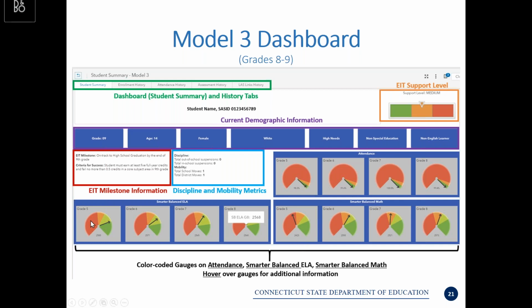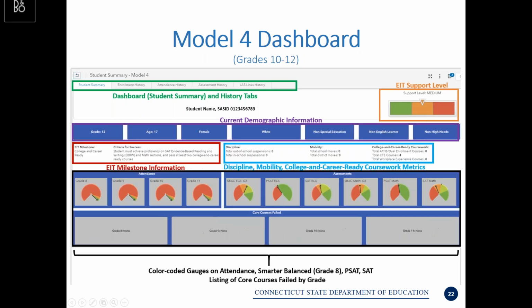Finally, the Model 4 dashboard for students currently in grades 10 to 12. Notice we've got a lot of data packed into a small space. In the purple box, we've got the current demographics. The red box has the EIT milestones and criteria for success. And the blue box now contains the sum of discipline events, school moves, district moves, as well as college and career readiness coursework courses passed.